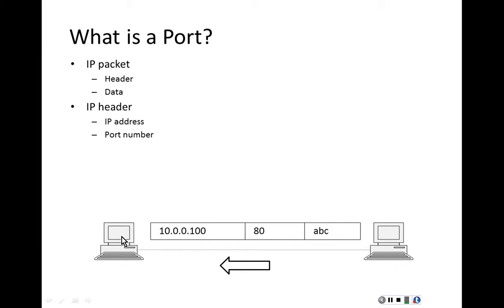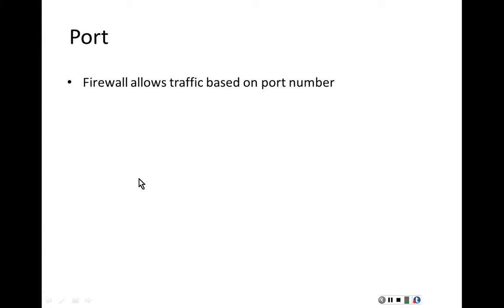And the header also includes the port number. And what the port number does is it identifies the destination program that the packet is going to. If it is port number 80, then it is going to the web page on this computer. Port number 21 is FTP traffic. A firewall can allow or disallow traffic based upon port number.